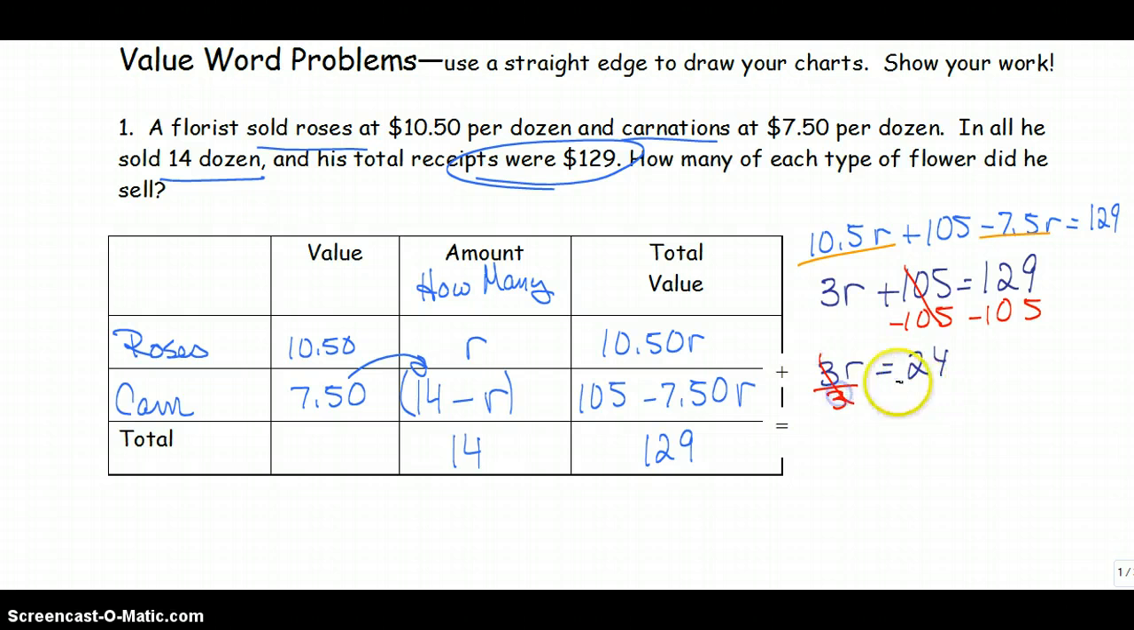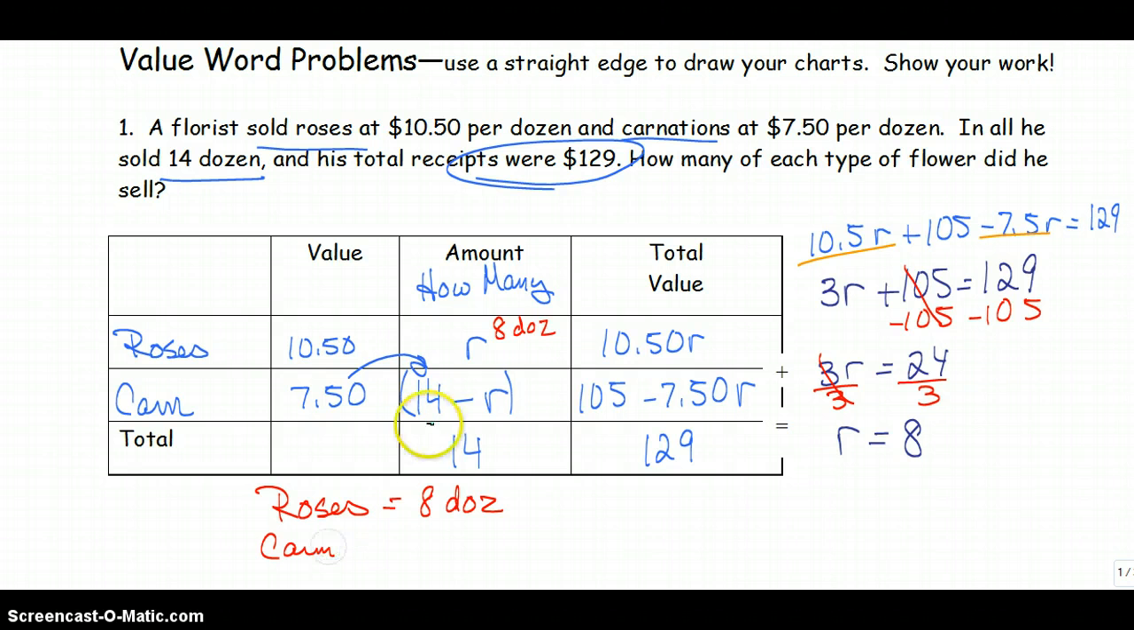Divide both sides by 3. So R is equal to 8. So I sold 8 dozen roses. And if I sold 8 dozen roses, that means we sold 6 dozen carnations, because 14 minus 8 will give us 6.